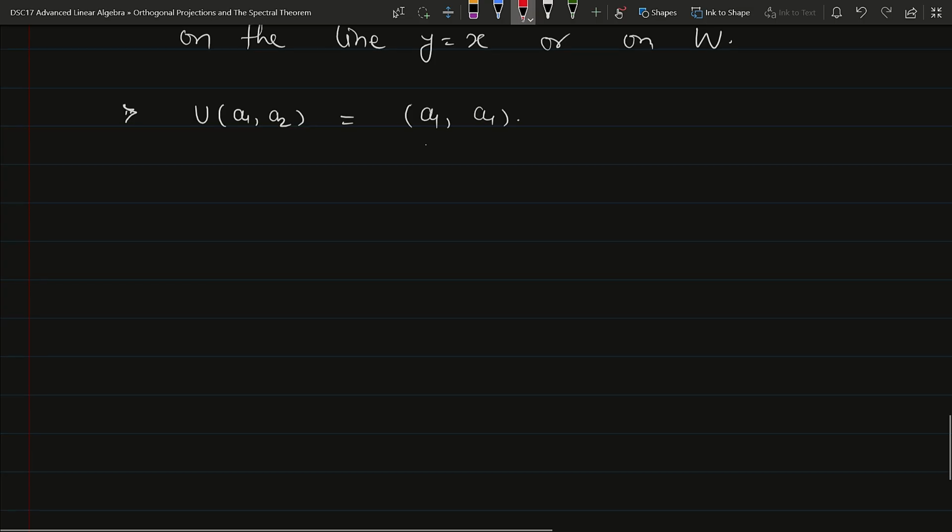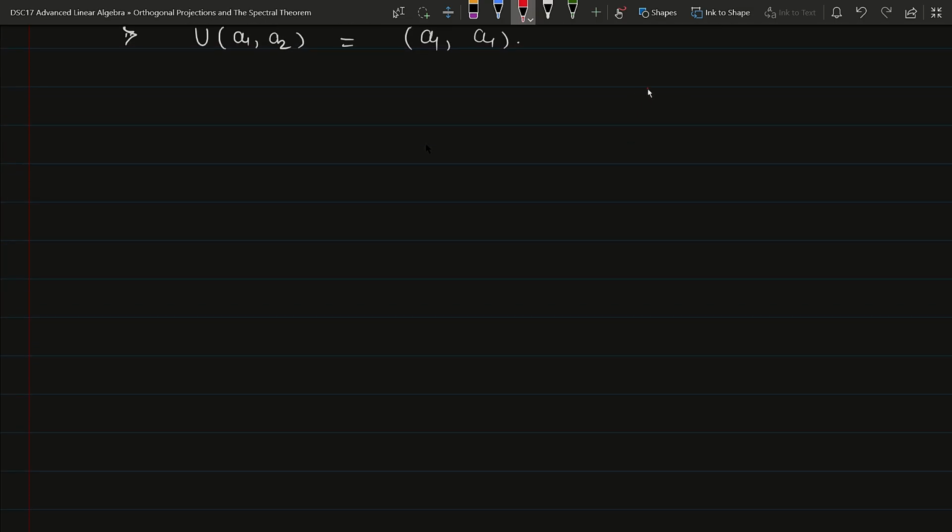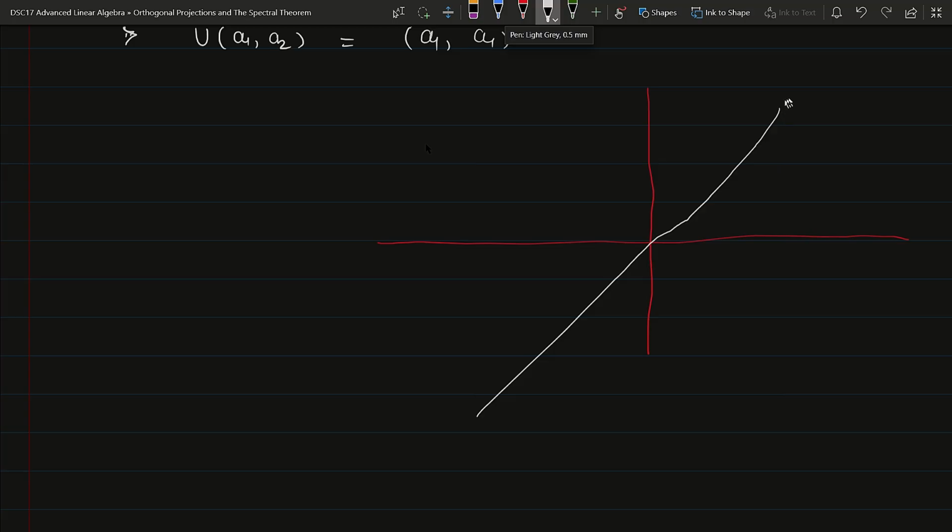So we are given this scenario. Suppose this is R square. This is our W subspace, or you can say y equal to x line. Now you can suppose a vector, suppose this is our vector V. Okay, this is our V.